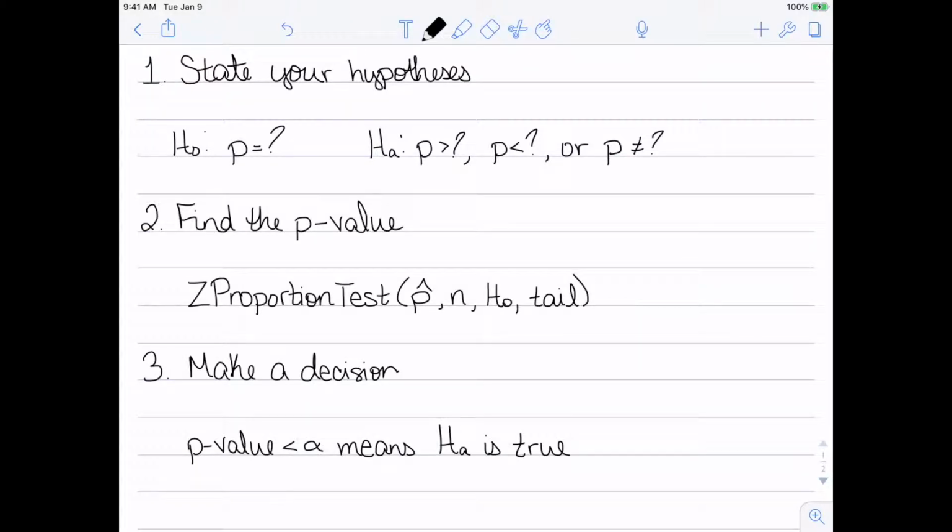And finally, we need to make our decision. And just a reminder, if the p-value is less than alpha, then we say HA is true. That doesn't change for proportions. That's going to be the same for all of our hypothesis tests. So let's do some examples.